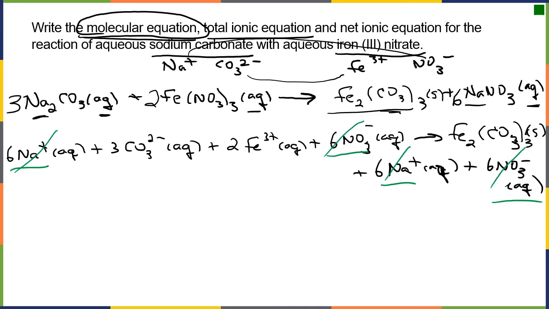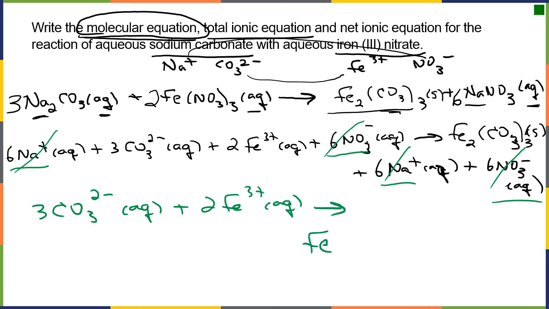They are unchanging, and they are spectators, leaving us with 3 carbonate plus 2 irons makes an iron 3 carbonate. And that is going to be our molecular equation, our total or complete ionic, and this is going to be our net ionic with the spectators removed.